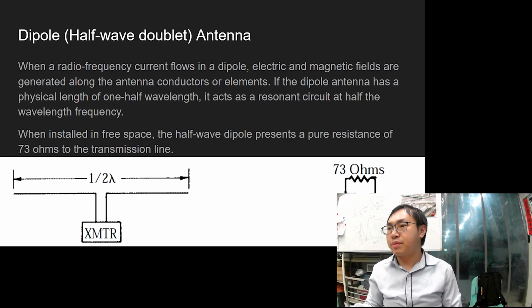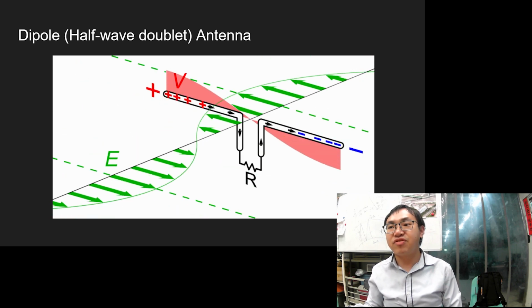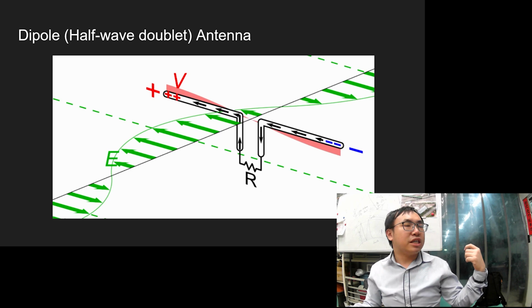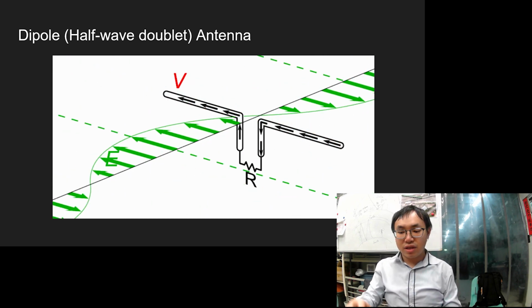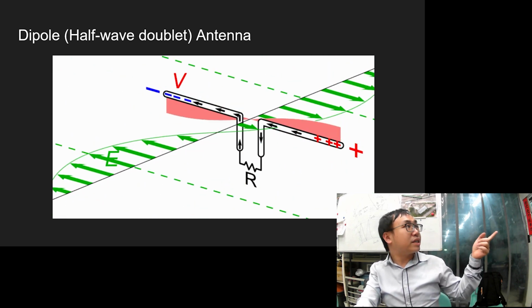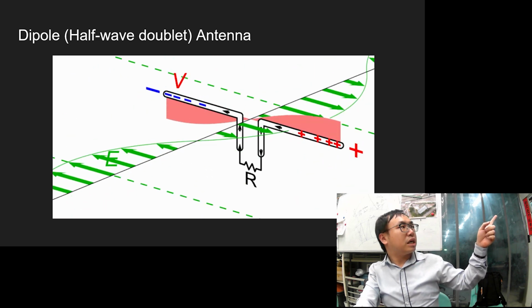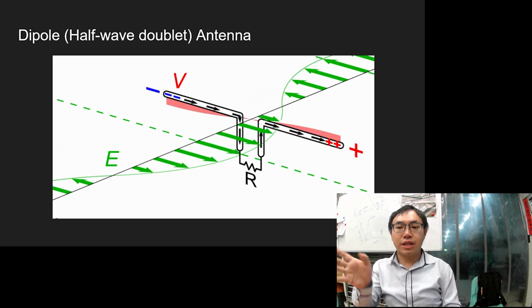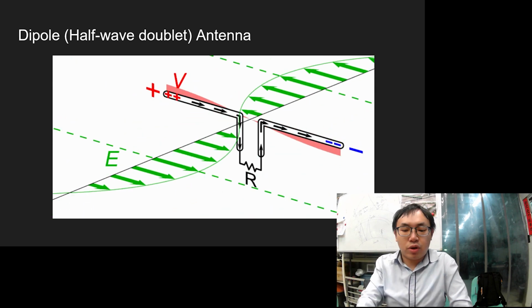And this is just an illustration of how the antenna receives the signal, not emitting. The voltage change will drive this R, and this R represents the whole circuit at the back receiving the signal. The R represents this part.